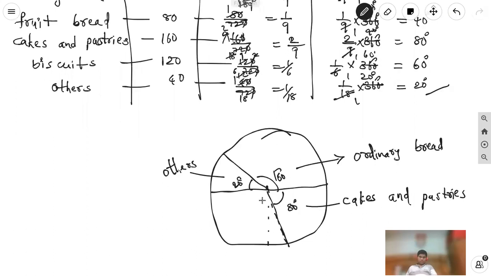Next, the 60 degrees angle. Here this is 90, and in this 60 means this is a 60 degrees angle. The 60 degrees angle is for biscuits. Next, the 40 degrees angle is for fruit bread. Why? Because it is 30 plus 10, 40 degrees.